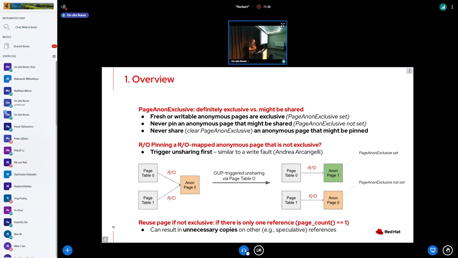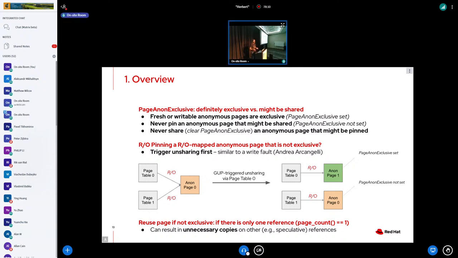So you might wonder, if we don't allow pinning an anonymous page that might be shared, what are we going to do? Well, the answer is fairly easy. If we want to take a read-only pin on a read-only mapped anonymous page that's not exclusive, we're going to trigger unsharing. Unsharing might sound a little bit weird, but it's essentially a write fault without mapping the page writable. So we create a dedicated exclusive copy, and we map it read-only, and everything keeps on working. This work was inspired by Andrea Arcangeli's work on that.